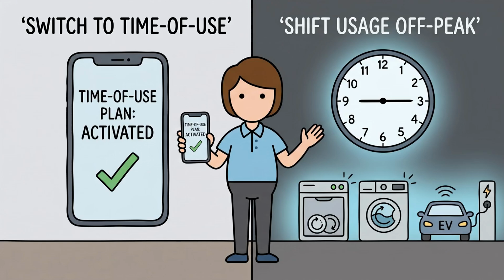Second, call your utility or log into your online account. Ask if they offer a time of use rate plan. If they do, switch to it. Then start running your dishwasher, washing machine, and electric dryer after 9 in the evening or before 4 in the afternoon. If you have an electric car, charge it overnight. These small shifts can reduce your delivery charge by 5 to 15%.